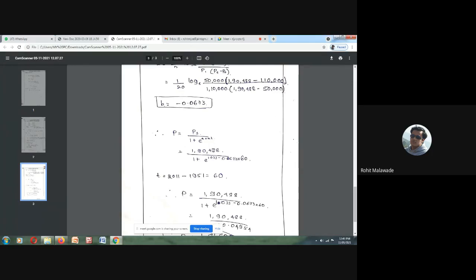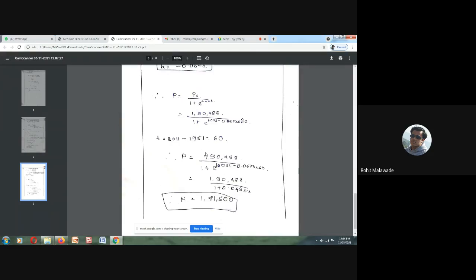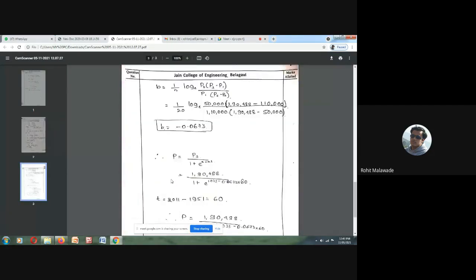Now what is this 60? We want the population in the year 2011, but from when? We want it from 1951. So if you see 1951 to 2011, how much is the difference? That difference is nothing but t, the required duration of time. So t is the difference between the year we want and the initial year. So t is nothing but 60 years.